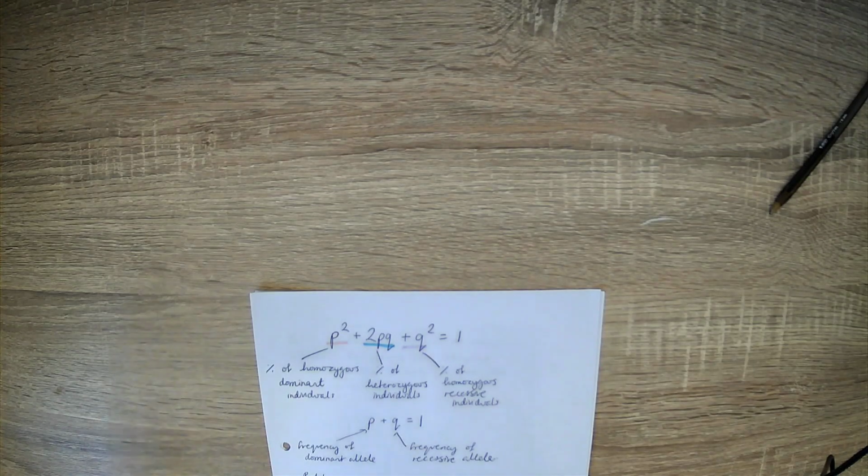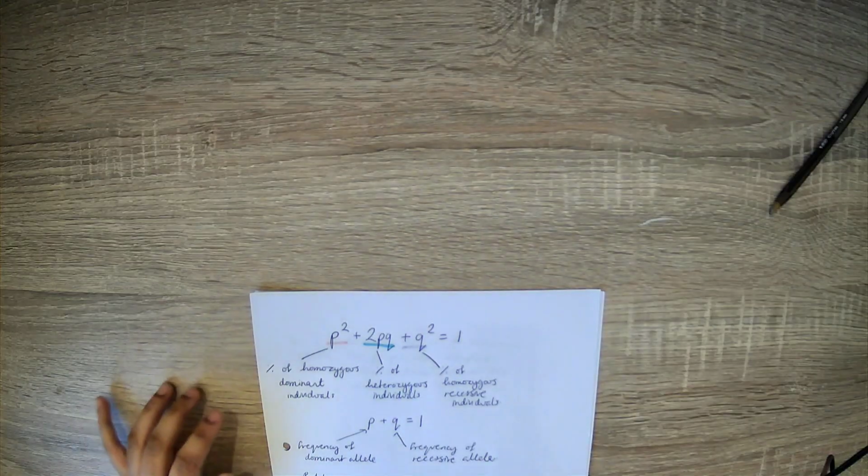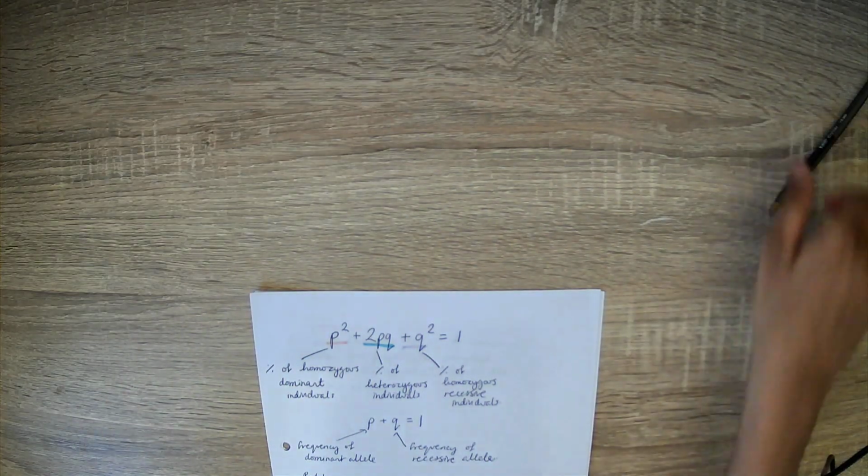Hello, in this video I'll be going through some practice problems involving Hardy-Weinberg equations, not to be confused with the Hardy-Weinberg principle, which states that allele frequencies and genotype frequencies will remain unchanged from generation to generation provided that certain conditions are met, which I'll explore in a later video. Now in this one I'm going to explain some practice problems.